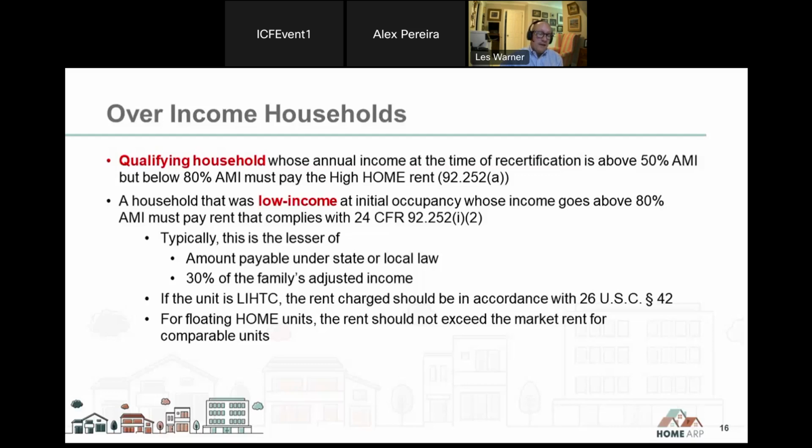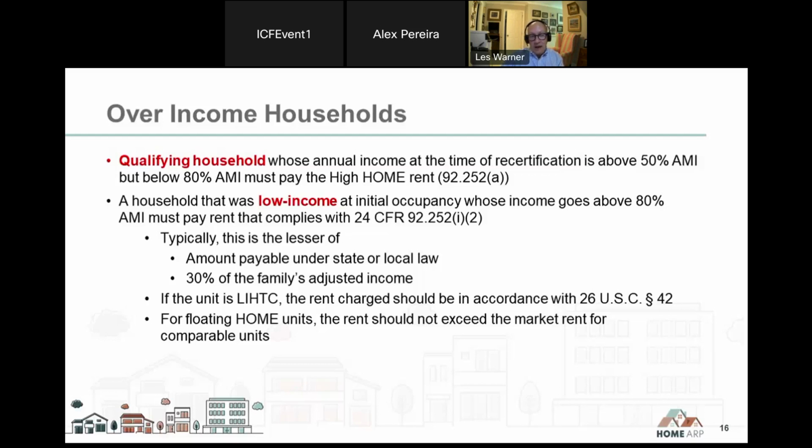This is one of the instances where using adjusted income comes into play rather than simply taking 30% of the gross income. And so we're going to raise that rent for them. So they're going to be paying something closer to what a market rent would be.